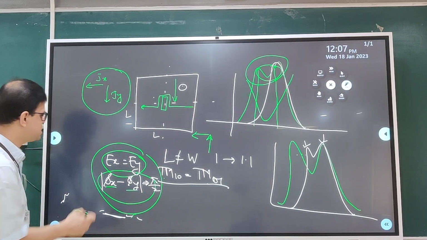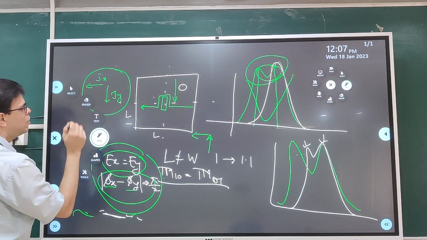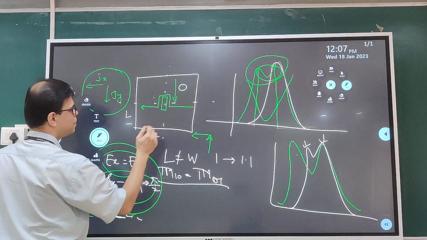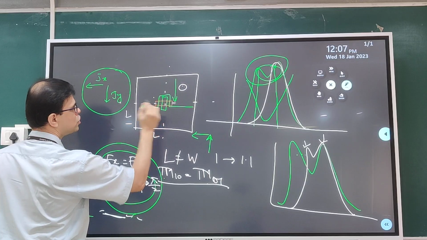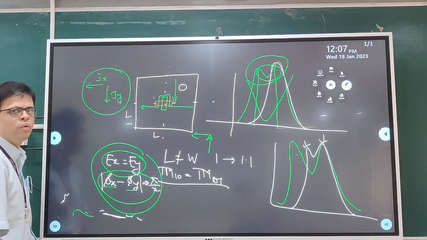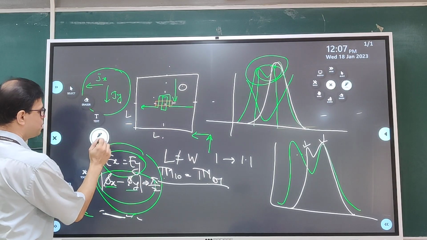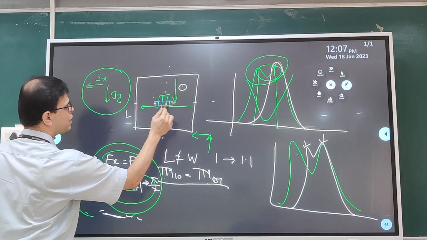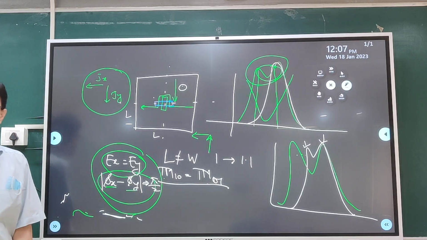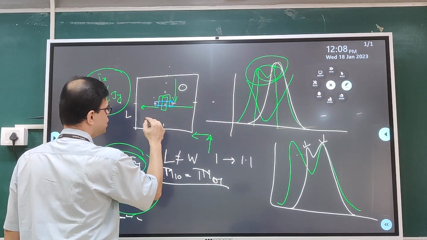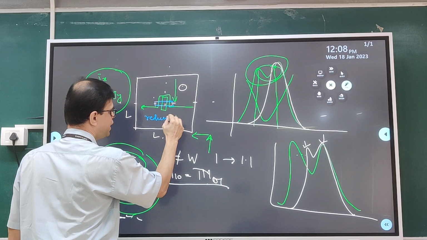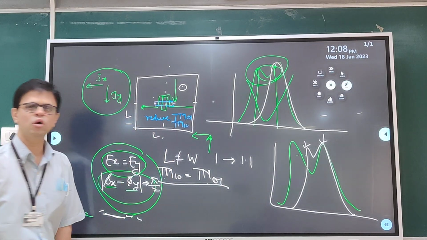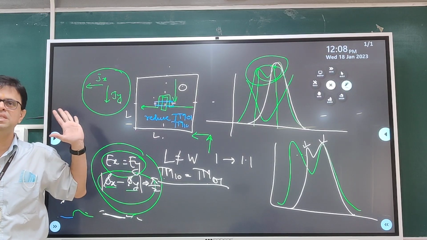Now another variation of this: I have taken a vertical slot, now I will take a horizontal slot. What will it do? Here I have taken the horizontal slot. It will reduce the TM01 mode, whereas TM10 remains constant. Ultimately the outcome is the same.